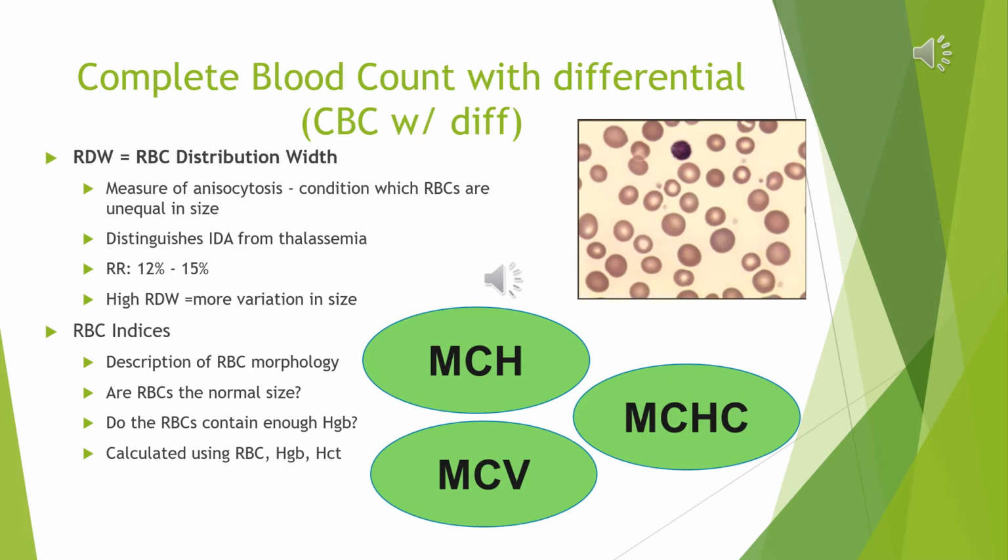The red blood cell indices describe the red blood cell morphology. Basically, are the red blood cells normal in size? Do they contain enough hemoglobin? They're calculated using the RBC, hemoglobin, and hematocrit, and it's the MCH, MCV, and the MCHC.